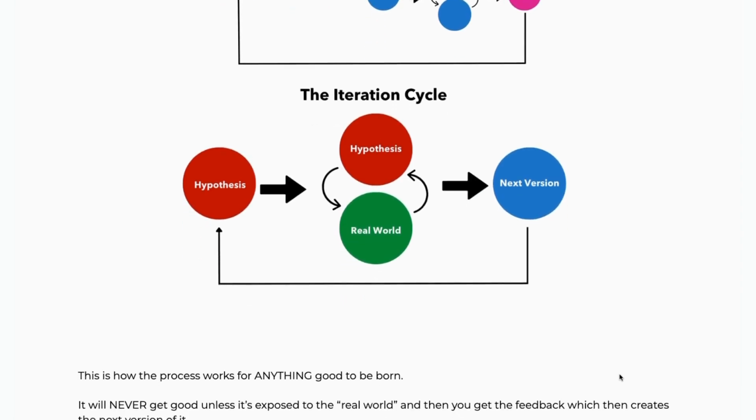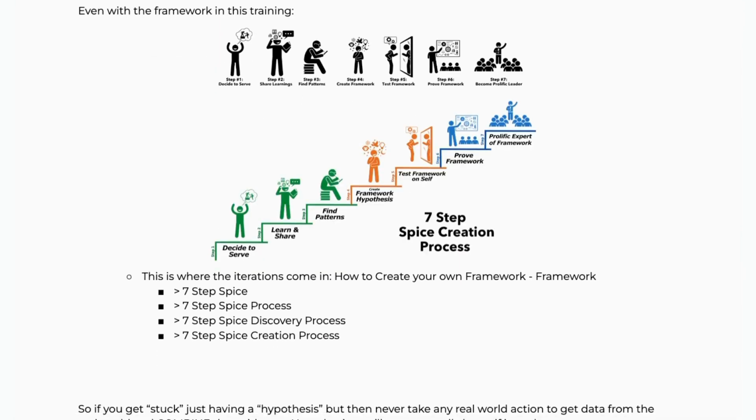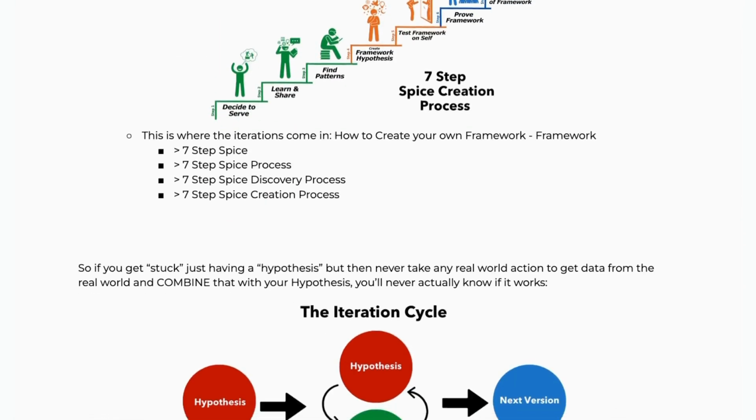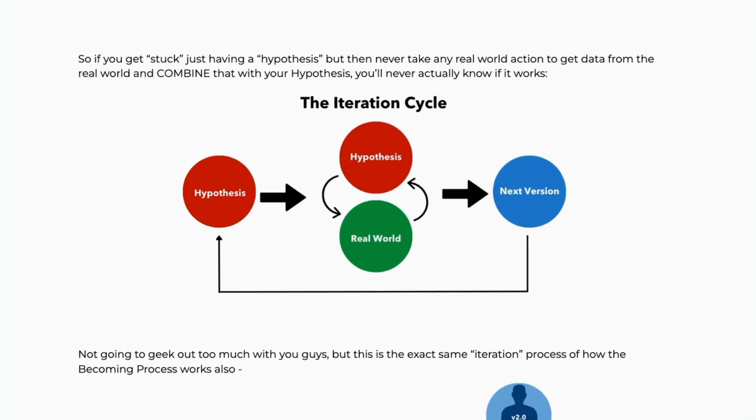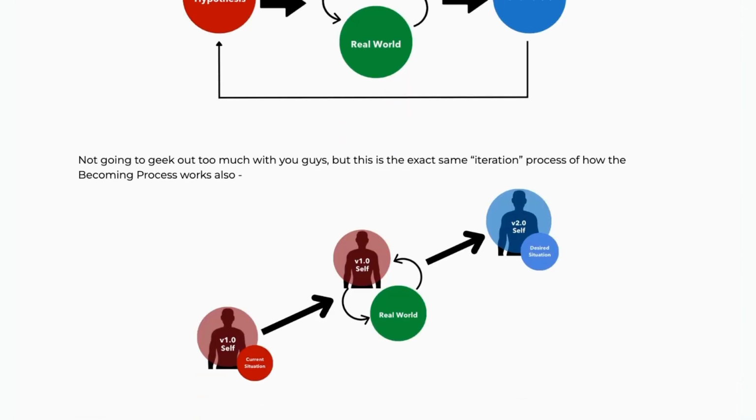Okay, so this is how pretty much anything is born. And so you just want to get started on creating some sort of framework hypothesis. Don't get stuck in saying, oh, I have my hypothesis and that's it. You really want to go out there and continue that iteration cycle. And this is exactly the same way the becoming process works as well. You have your version 1, and then you go out there and have the real world, and then the real world informs you, hey, this is what it actually has to be. And then you have your version 2 from there.